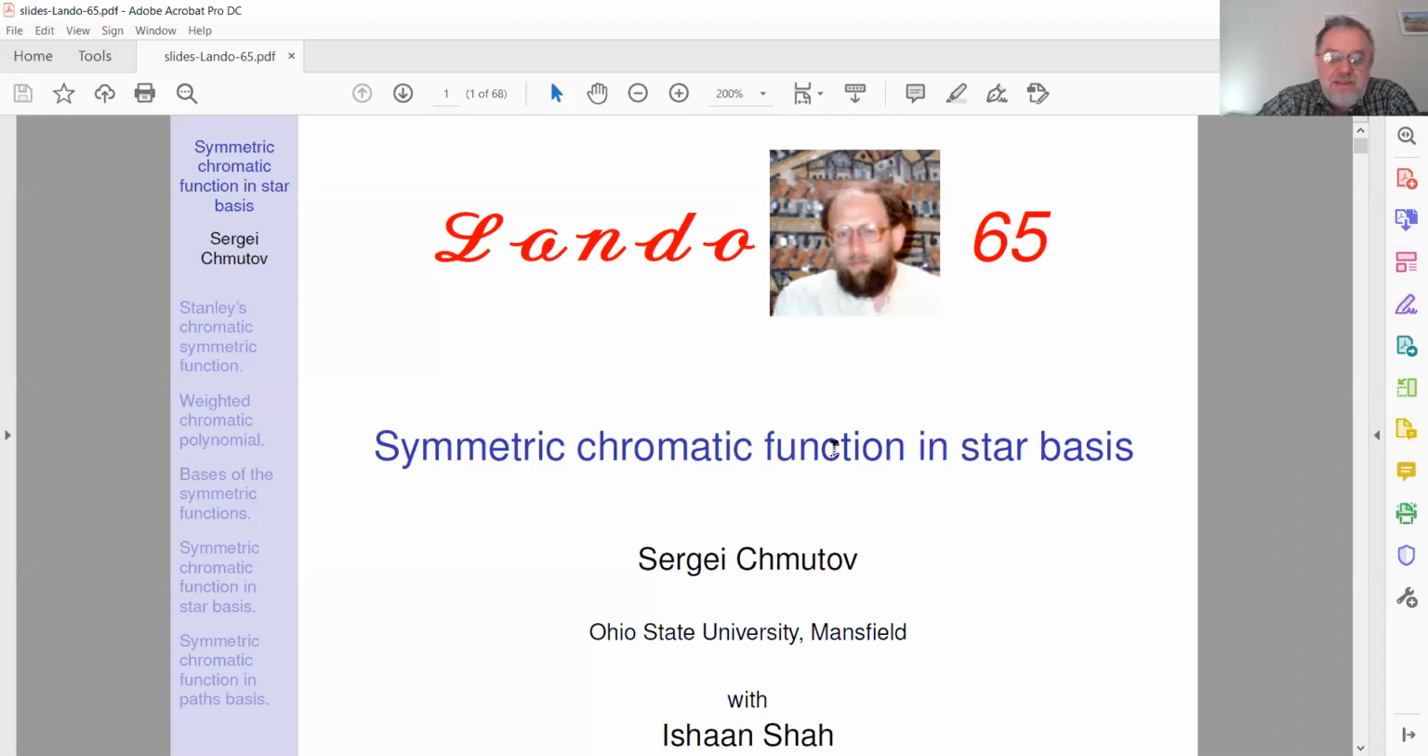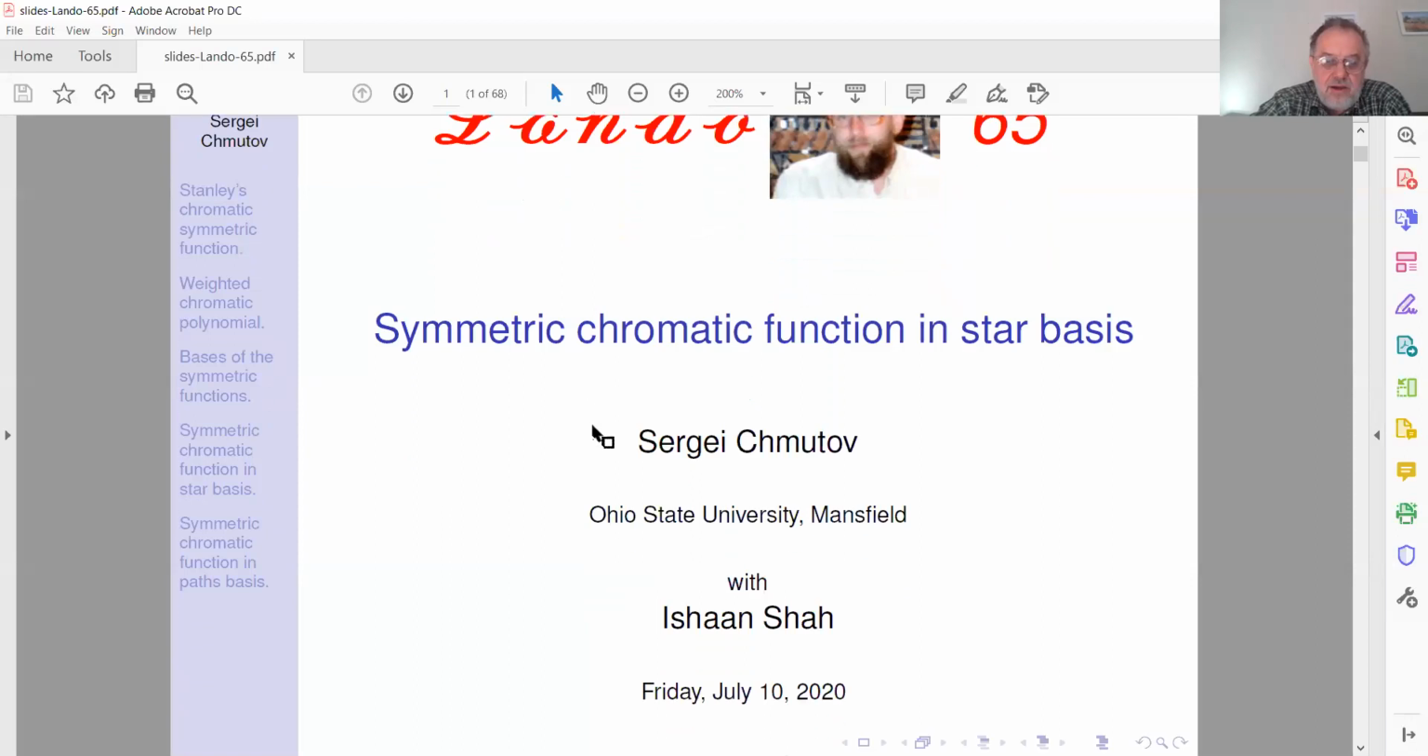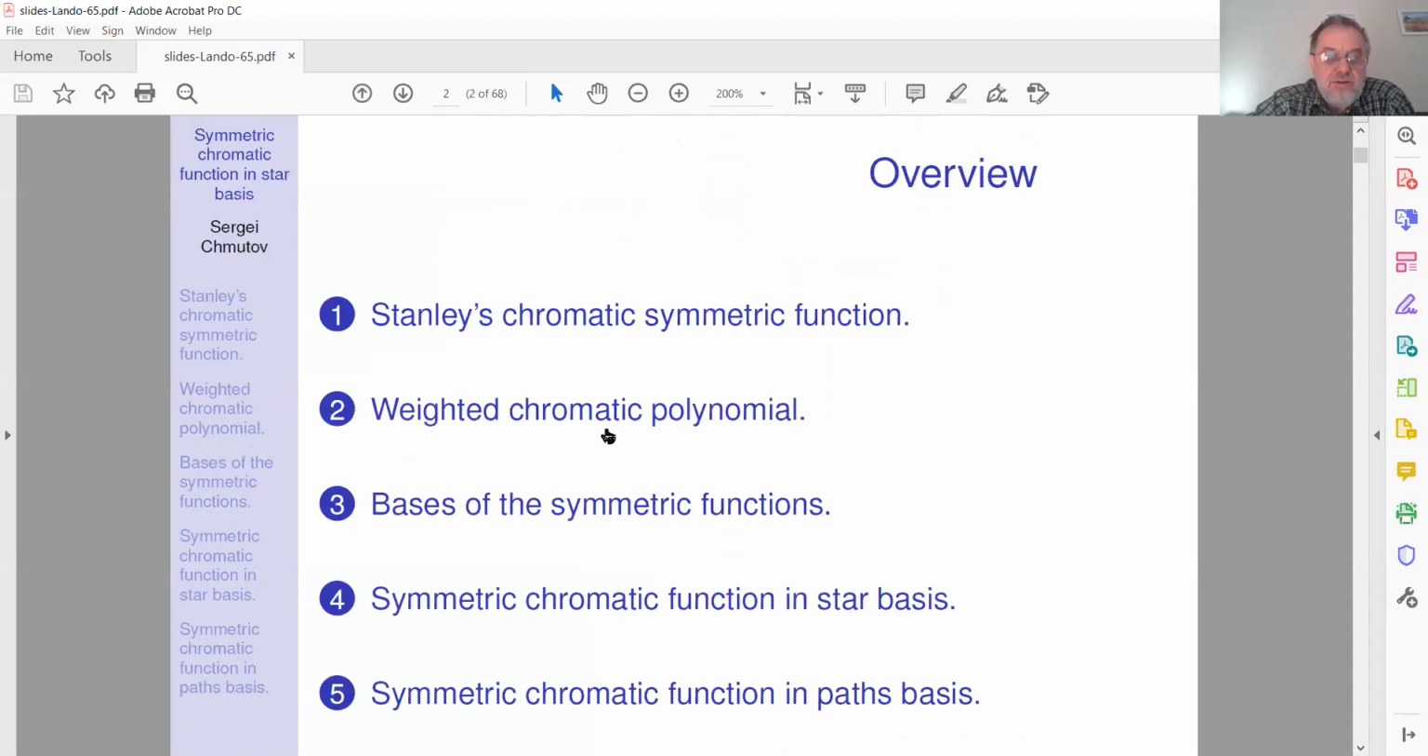Okay, so I will speak about the symmetric chromatic function in star bases, and basically I'd like to report the result of my former student, Ishaan Shah. Right now he is a graduate student at Rutgers, who discovered some elegant formula for the chromatic symmetric function. So that is the plan of my talk.